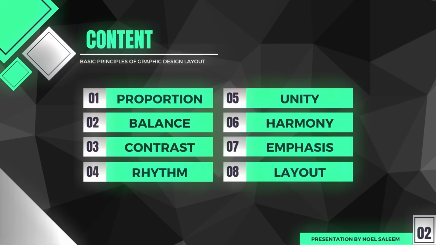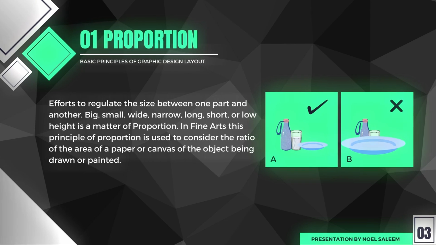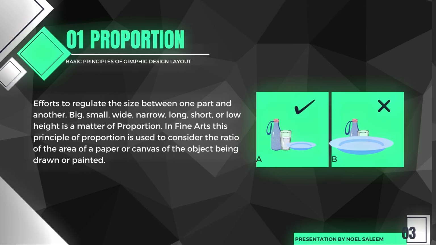The science of graphic design includes visual arts, typography, layout, and interaction design. Content of Basic Principles of Graphic Design Layout: proportion, balance, contrast, rhythm, unity, harmony, emphasis, layout. Proportion. Efforts to regulate the size between one part and another. Big, small, wide, narrow, long, short, or low height is a matter of proportion. In fine arts, this principle of proportion is used to consider the ratio of the area of a paper or canvas of the object being drawn or painted.